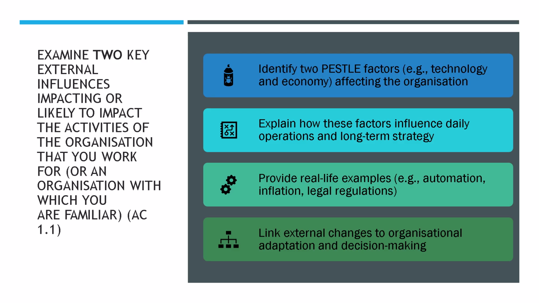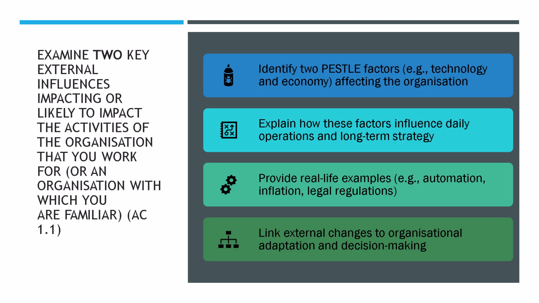For instance, rapid digital transformation may push the business to adopt new software or platforms, affecting how teams communicate and how services are delivered. Alternatively, economic instability, like rising interest rates or inflation, can impact customer purchasing power, altering sales targets or investment plans. When writing this answer, it's important to describe the influence, explain how it affects operations, and link it to the business strategy.